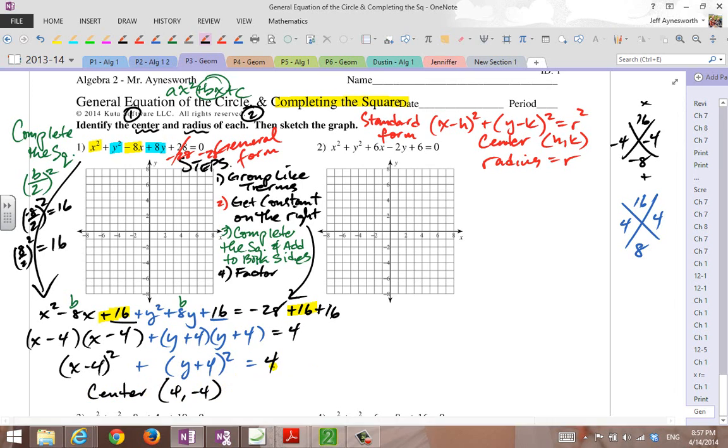The radius, let me see, this is equal to r squared here. And since r squared equals 4, that means r is 2. So I have all the information I need right now. Okay, so after you factor, you're good. You got it in standard form.